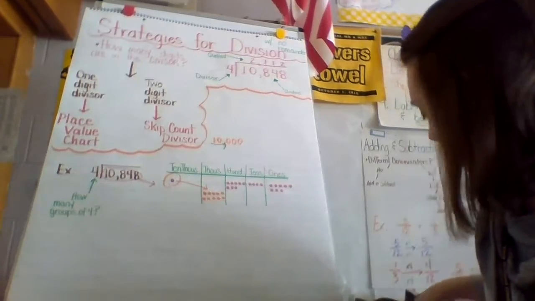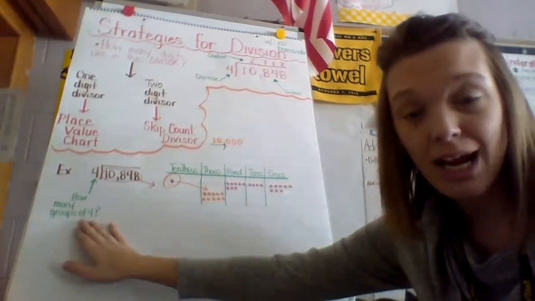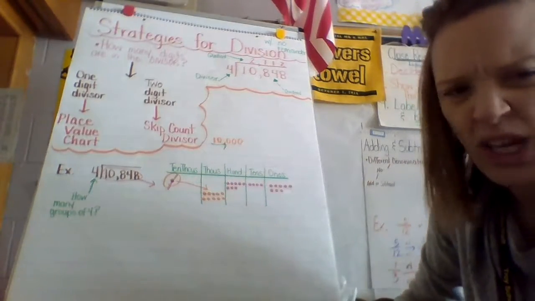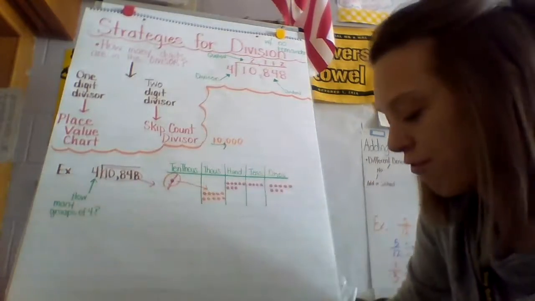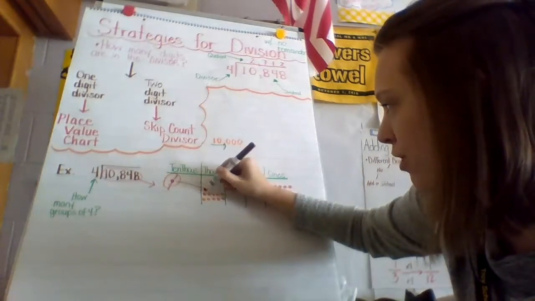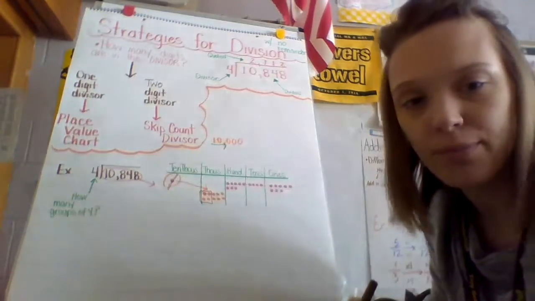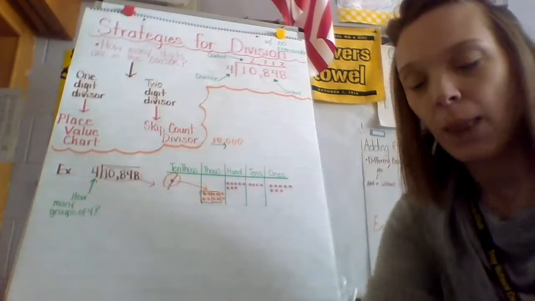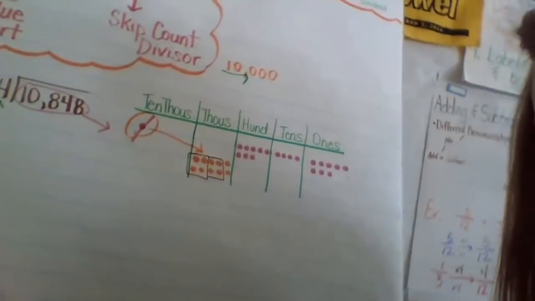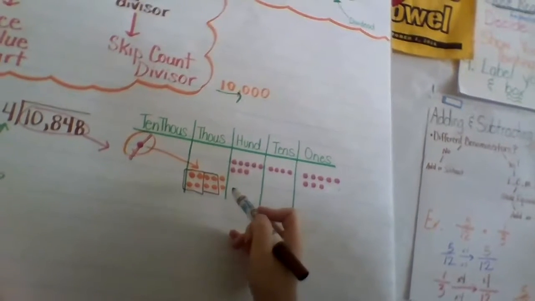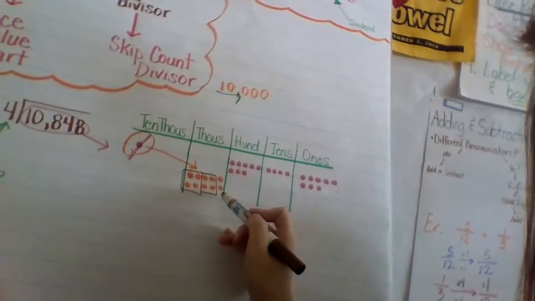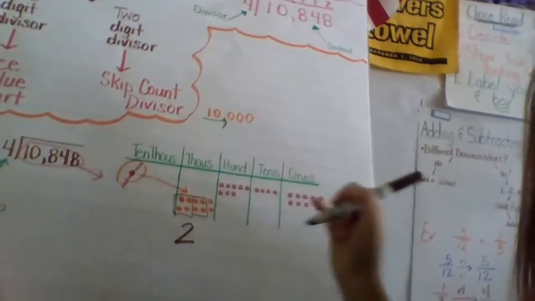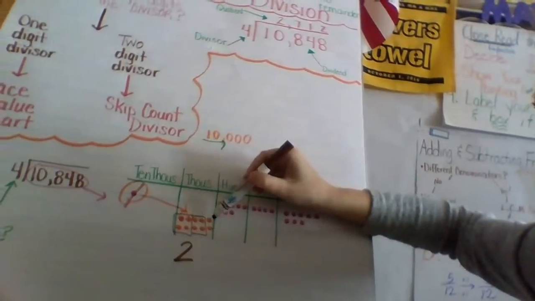Now I'm going to ask myself, how many groups of 4 can I make in my thousands place? Since this one moved over, I'm not going to look at it anymore. How many groups of 4 can I make? 1, 2, 3, 4. There's a group of 4. 1, 2, 3, 4. There's a group of 4. And I have 2 left over. I cannot make another group of 4. There's only 2 left. So I made 2 groups of 4 in the thousands place. Now, same rule of thumb. I cannot make a group of 4.